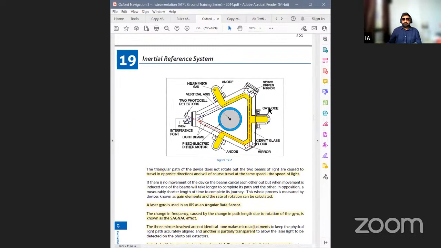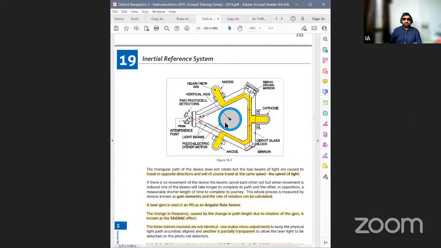So this is a narrow tunnel. You see this, and this completes a ring. This is why it's called a ring gyro. There is a cathode and there are anodes. This cathode will be shooting electrons. The required frequency will be reflected by mirrors. There are 2 to 3 mirrors. Generally, there are two main mirrors and one prism, total 3 mirrors.